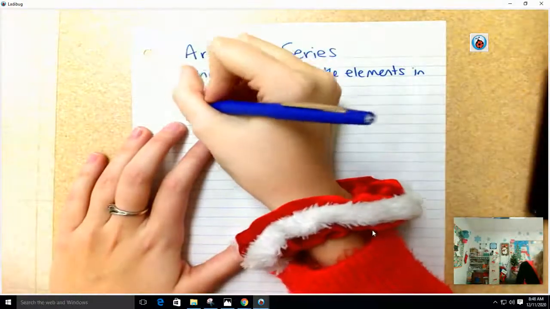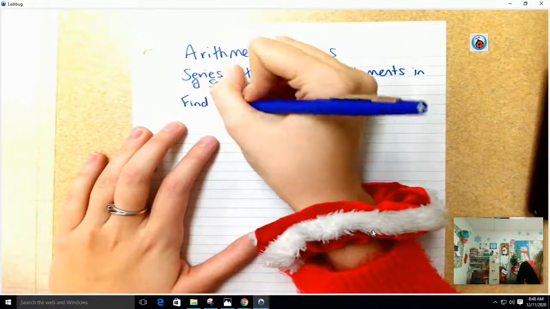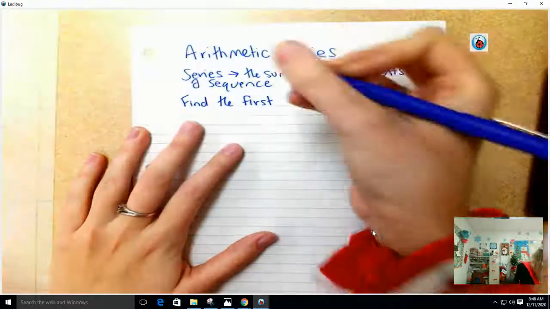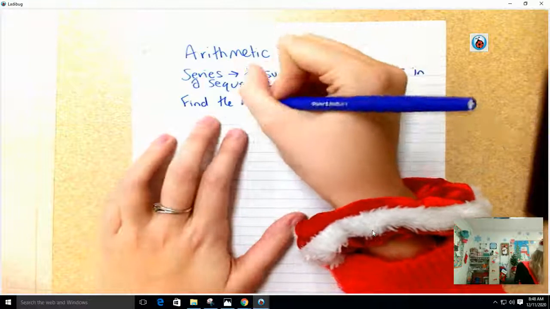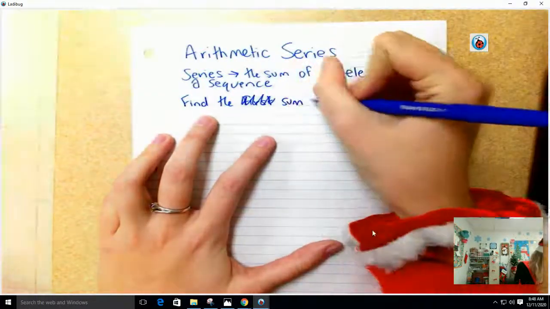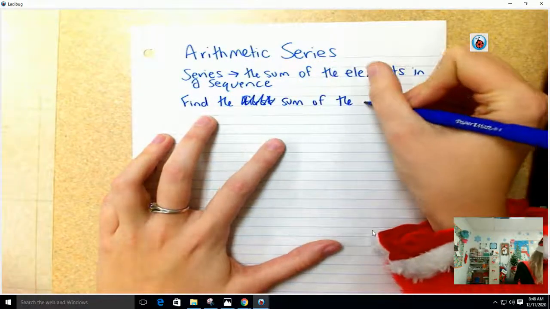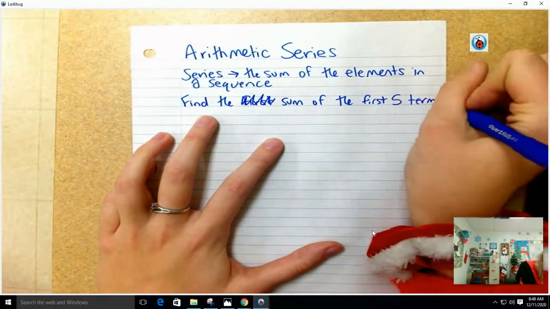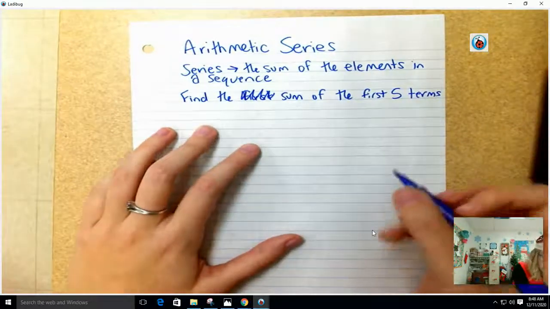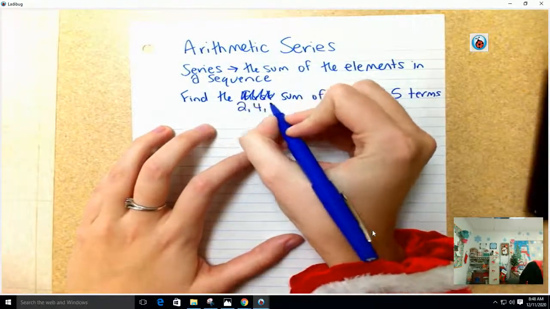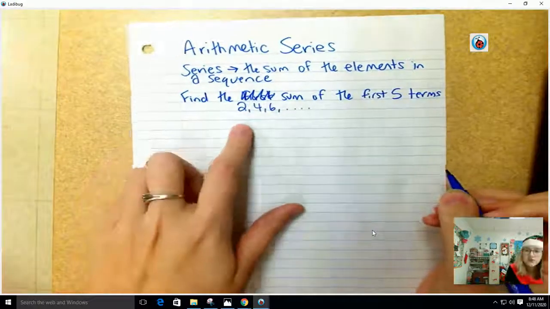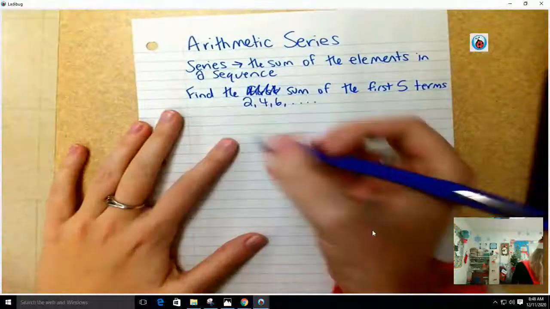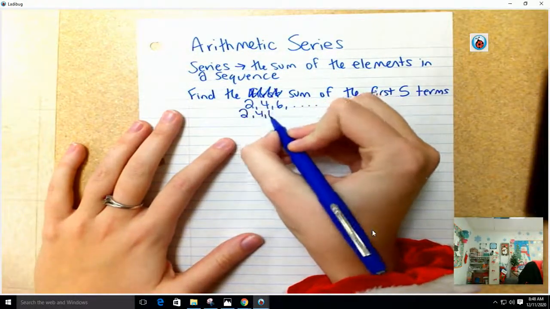So for example, a problem might tell us to find the sum of the first 5 terms. I'm sorry, I wrote this wrong. And then they'd give you a sequence that is like 2, 4, 6, so on and so forth. So looking at this, we can all look at that and determine our common differences too. And we only want to know the first 5 terms, so we're going to have 2, 4, 6, 8, and then 10.